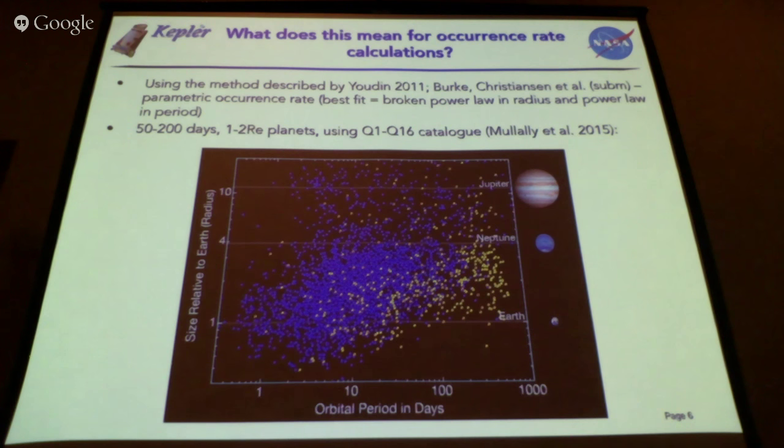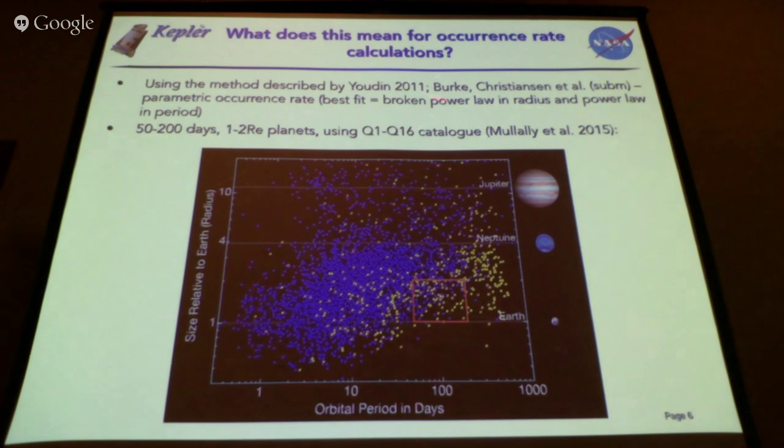So what does this mean for calculations? That's the important question. How big an error does this introduce making this correction? This is the result I'm going to show from a paper by Chris Burke that went up on the archive a couple of weeks ago. This is using the Mullally et al. catalog from 6 months ago, again, the 9.1 version of the pipeline. So let's find out what the occurrence rate is in a box of 5,200 days, 1 to 2 Earth radii, using that catalog to find neighbors.